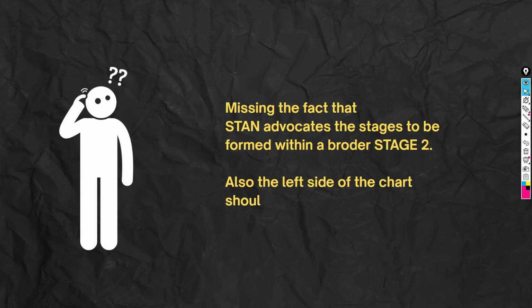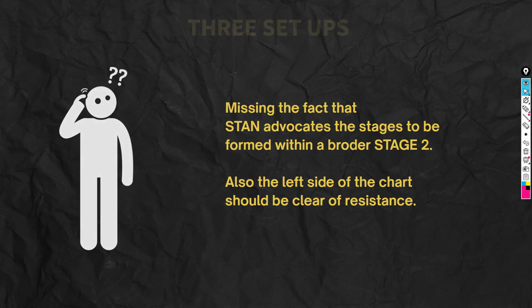Now, the fact that is missing here is that Stan advocates that stages be found within a broader stage 2. This is the most ignored fact by fellow traders. What I mean by broader stage 2, I will discuss in the coming slides. Don't get confused even if you don't get it. Also, the left side of the chart should be clear of resistance, or at least have minimal resistance.